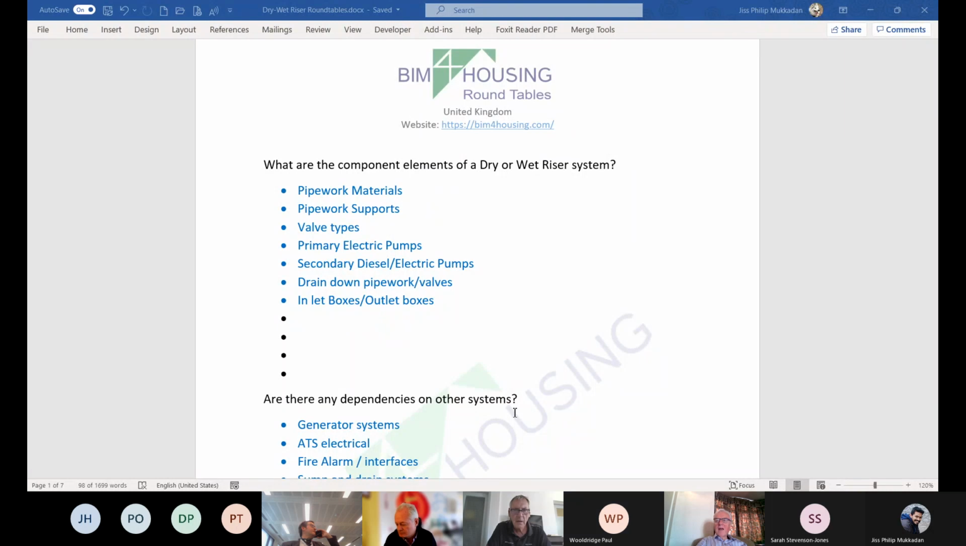Good, thank you. Okay, I'll shut up now, Richard. You carry on. Okay, so we're on to dry or wet riser systems. What are the component elements of dry or wet riser systems? We've got a little list there: pipework materials, pipework supports, valve types, primary electric pumps, secondary diesel electric pumps, drain down pipework valves, and inlet boxes and outlet boxes. Anyone want to add anything onto that list? Component elements.